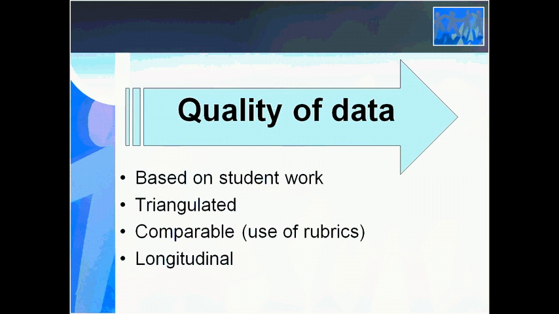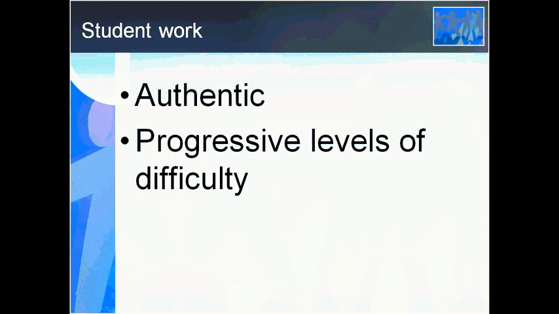So we get into the quality of data. There are certain parameters, or certain components, that are involved here. Of the four, one is that it be based on student work. Second, it be triangulated. The third, if it's comparable. And the fourth, if it's longitudinal. Let's try and understand the quality of data that's related here in terms of student outcomes.